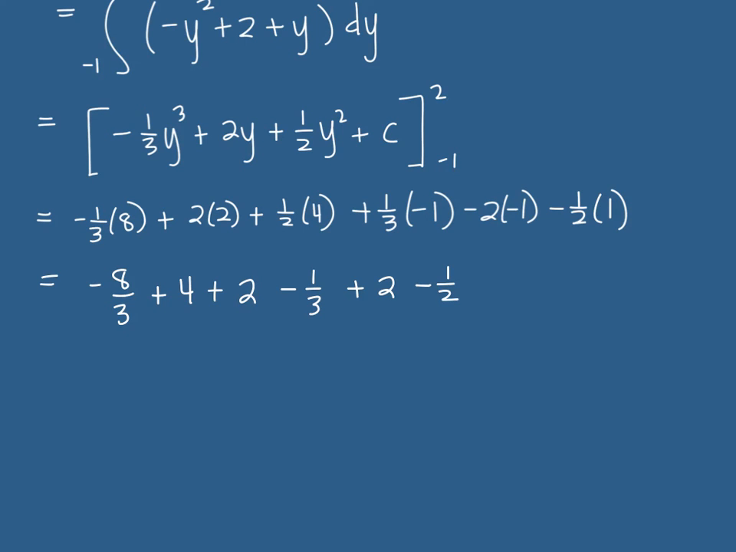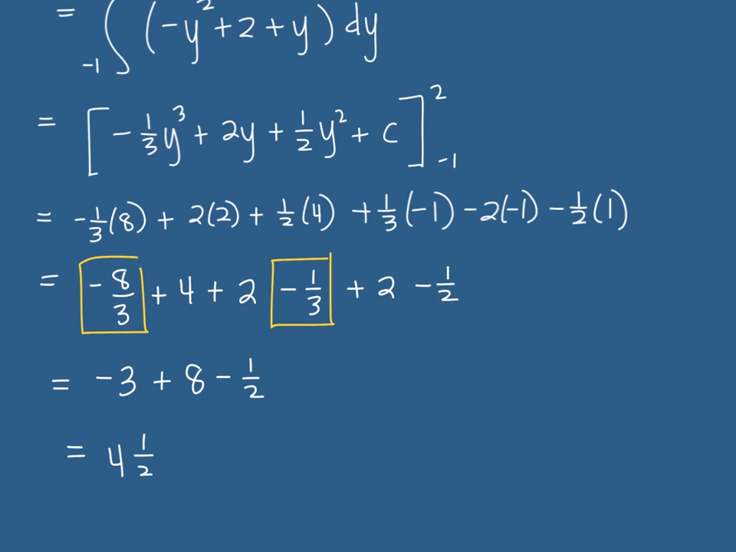So my thirds, I always look for like terms in terms of fractions. So negative 8/3 and negative 1/3 combine together very nicely to give me negative 3, negative 9/3. And then plus 8, that would be the 4 plus 2 plus 2, and the negative 1/2. So altogether, I have 4.5 square units of area bounded between those two functions.